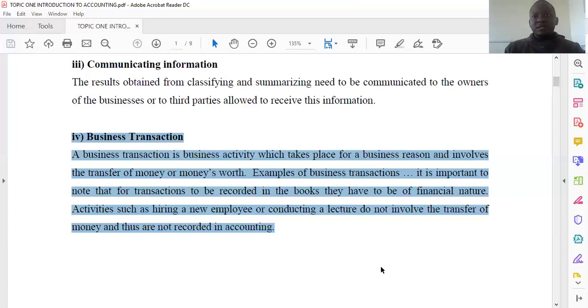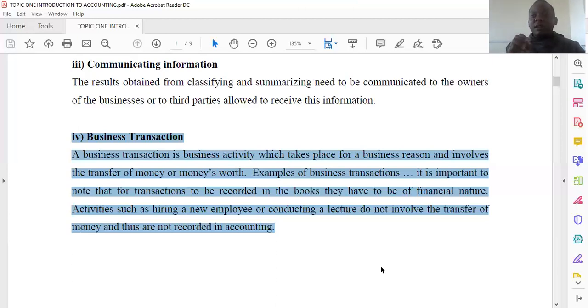One thing to note about business transactions is that we have financial transactions and non-financial transactions. Accounting only records financial transactions. Financial transactions are those which involve money, which can be quantified in monetary terms. You can actually attach the value of money to this activity. So financial transactions, which can be quantified in monetary terms, are the only transactions that can be recorded in the books of accounts by the accountant. Non-financial transactions cannot be recorded in the books of accounts.